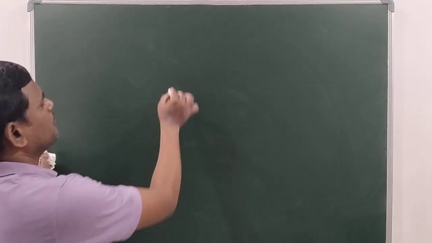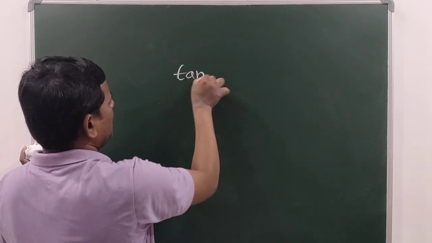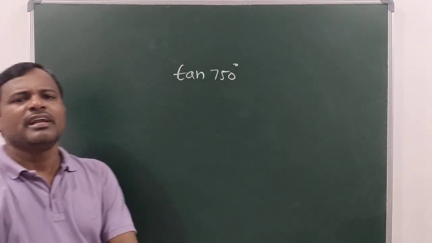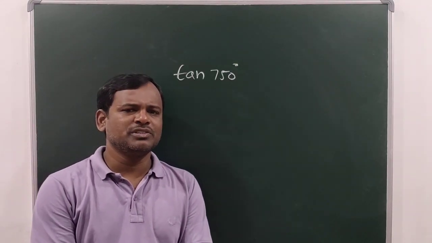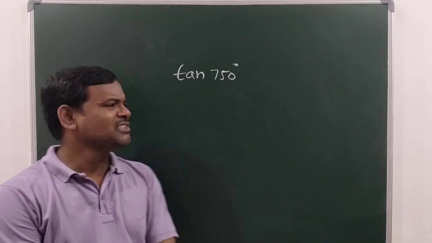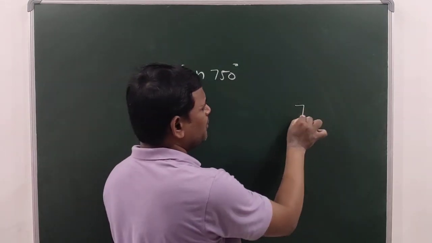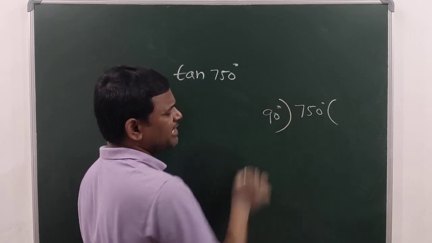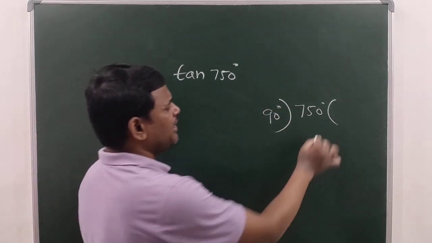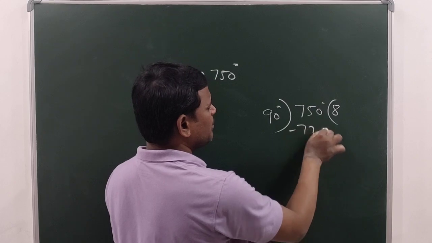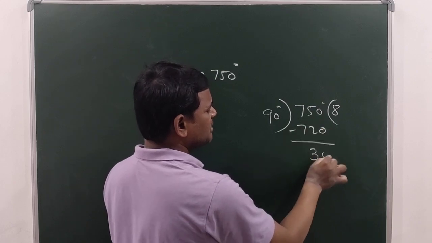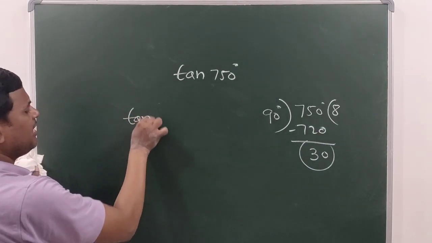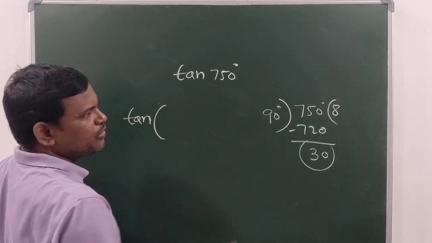Right. Now, tan 750 degrees equal to how much? What do? Same like previous one. In the first step, you would have to divide the 750 degrees with 90 degrees. You know, 90 eights are 720. Now the remainder is 30 degrees. Now go here. Tan of, in the place of 750, what do you write?